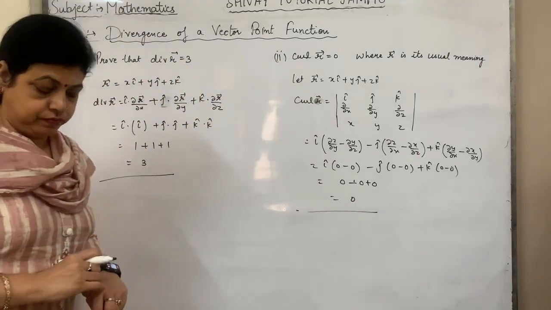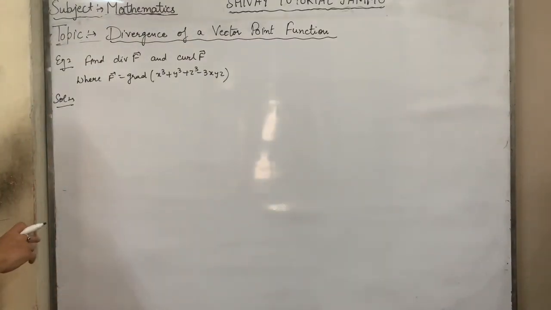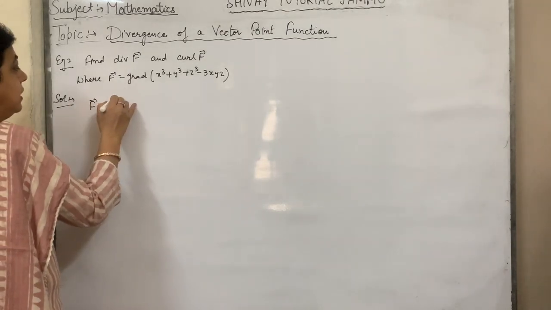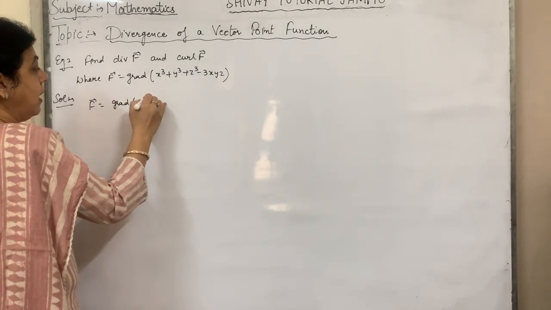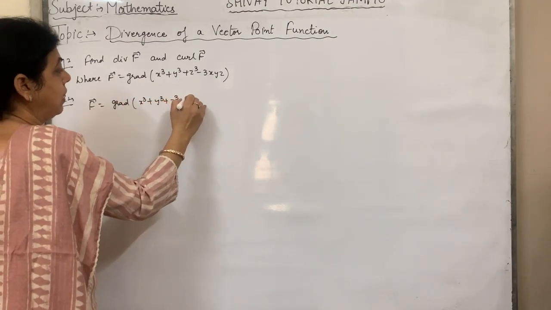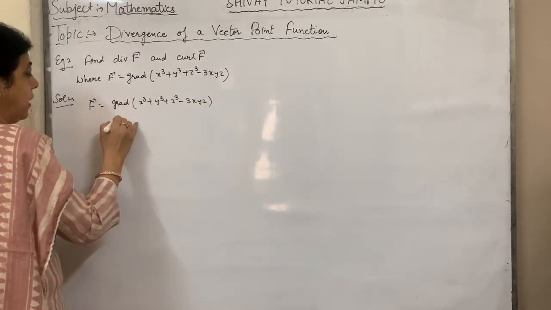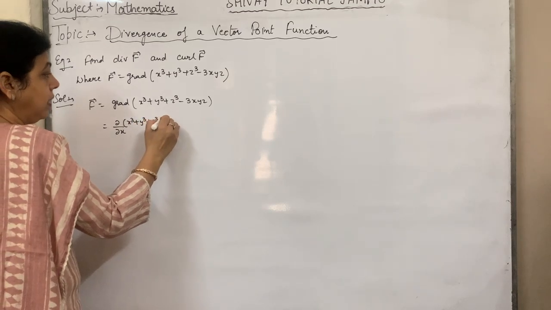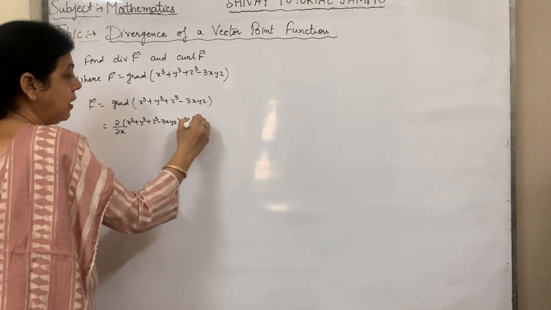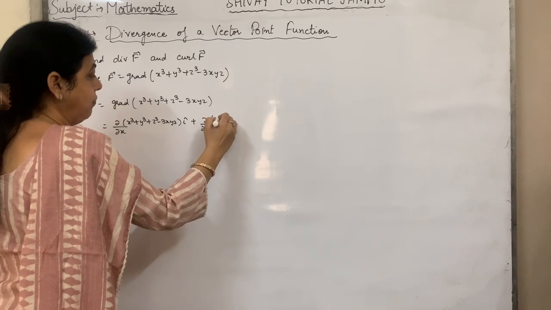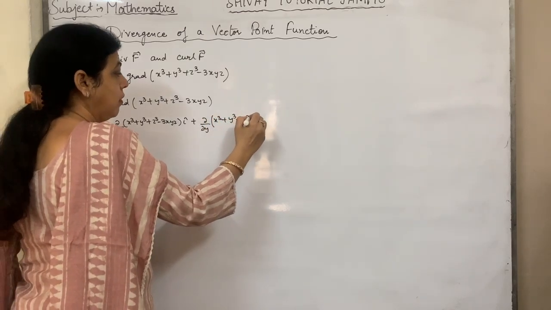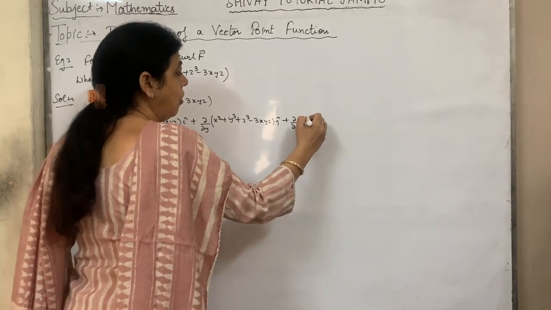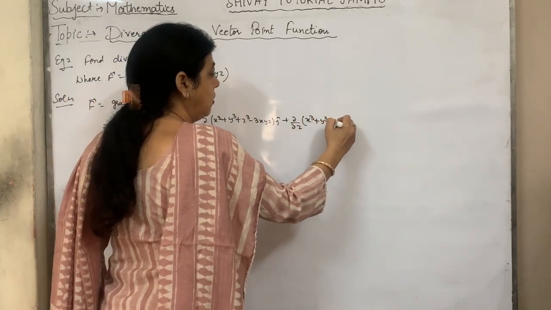This we have to do. You have to find div of f vector and curl of f vector. And what is f vector? F vector is grad of x cube plus y cube plus z cube minus 3xyz. What is grad? ∂/∂x of x cube plus y cube plus z cube minus 3xyz with i, ∂/∂y of this same function with j, and ∂/∂z of the same function with k.